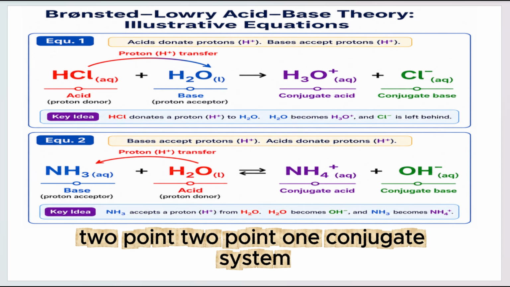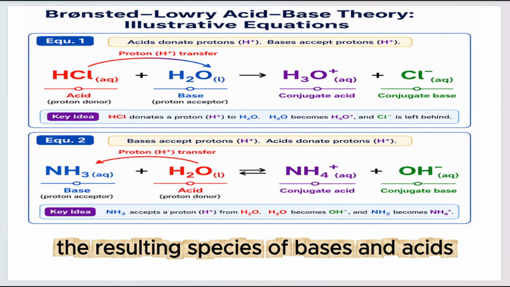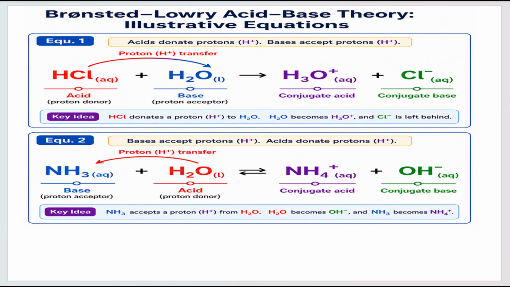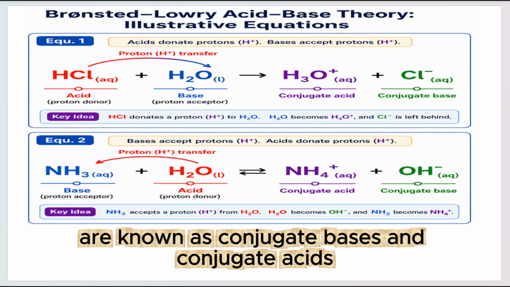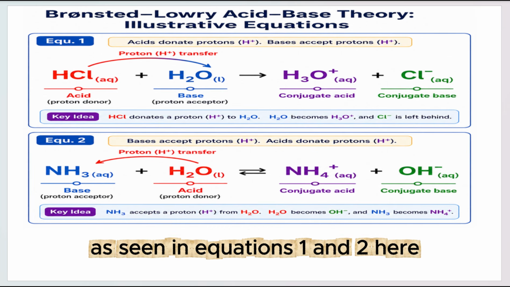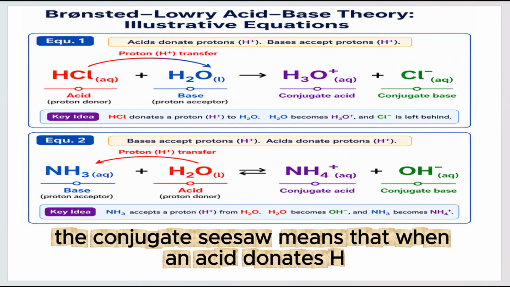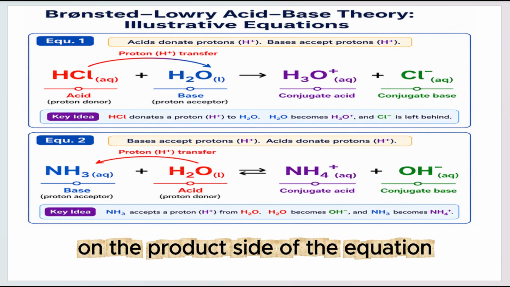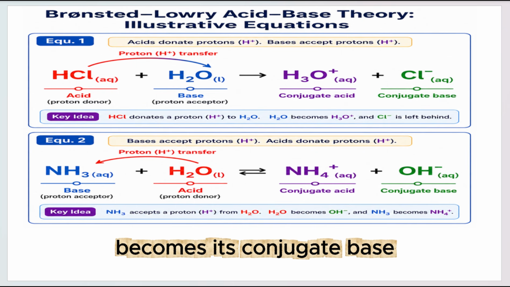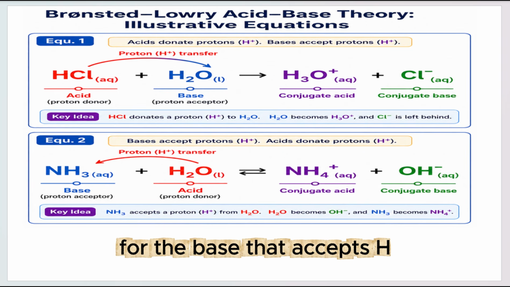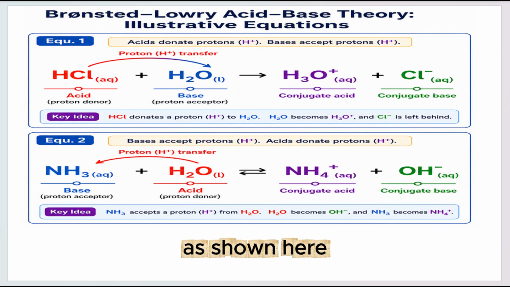2.2.1 Conjugate system. The resulting species of bases and acids during acids and bases dissociation, respectively, are known as conjugate bases and conjugate acids, as seen in equations 1 and 2 here. This is the conjugate seesaw phenomenon. The conjugate seesaw means that when an acid donates H, its resulting species on the product side of the equation becomes its conjugate base, while the resulting species on the product side of the equation for the base that accepts H becomes its conjugate acid, as shown here.